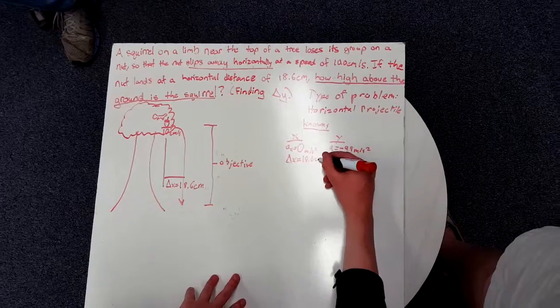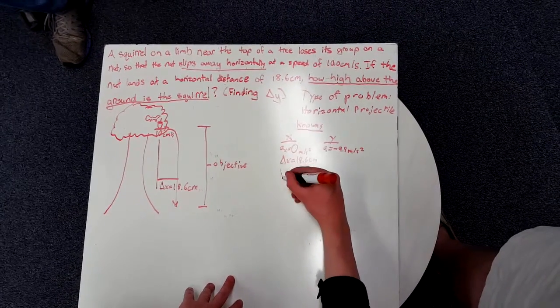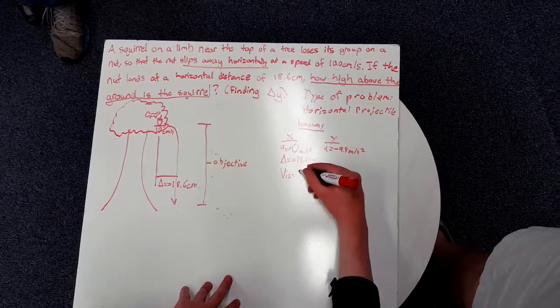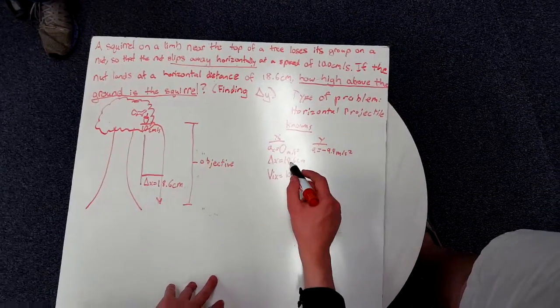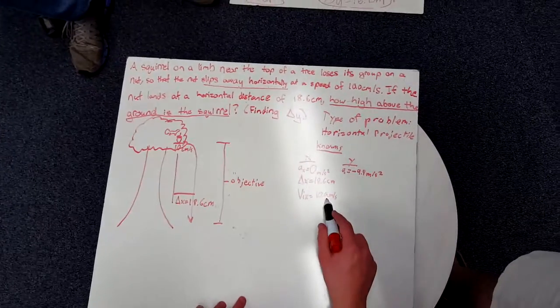The y values that we know also include acceleration due to gravity, which is negative 9.8 meters per second squared, and since it is let go horizontally, initial y velocity is 0.